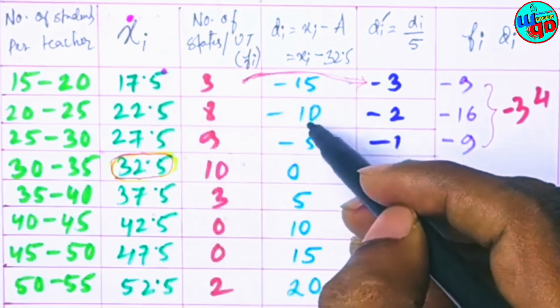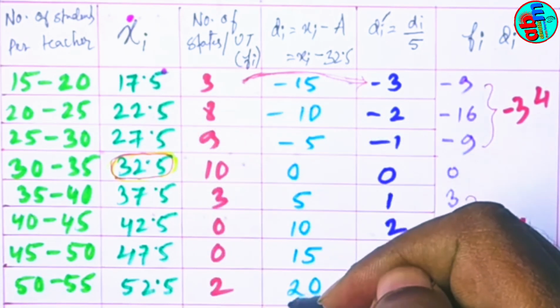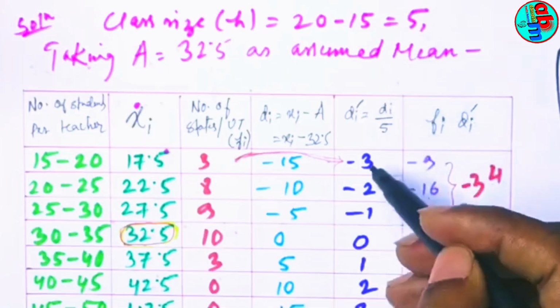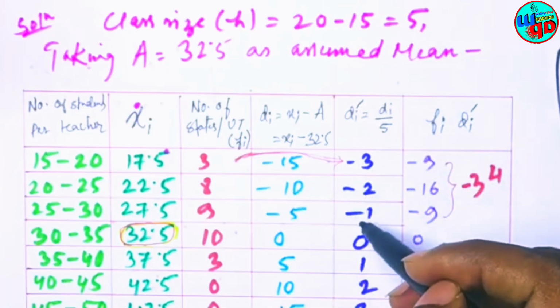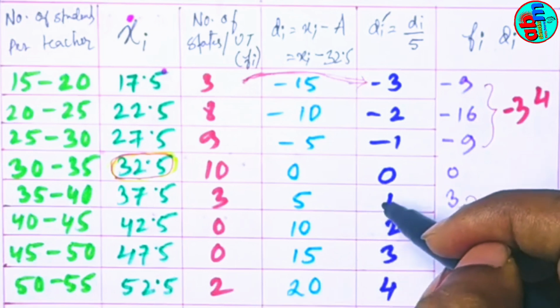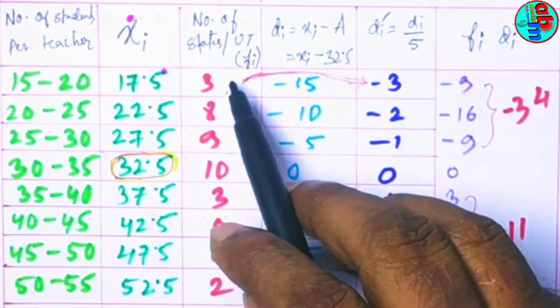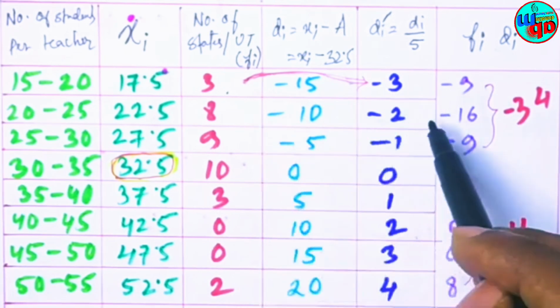This minus this is minus 10, minus 5, and likewise we got the others, and we get di dash, which is di by 5. Minus 15 by 5 is minus 3. This is minus 2 and here minus 1. 5 divided by 5 is 1. 10 divided by 5 is 2. So 1, 2, 3, 4, and we calculate this one. 3 into minus 3 is minus 9. 8 into minus 2 is minus 16.